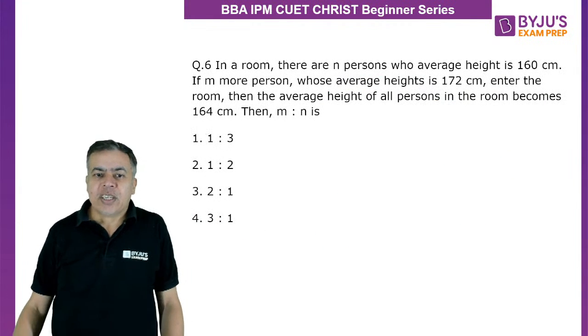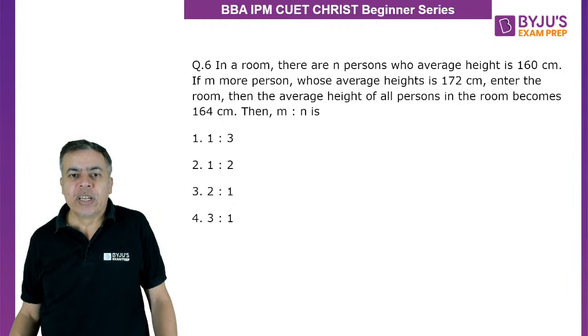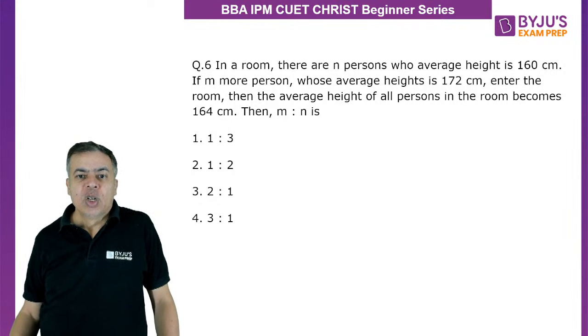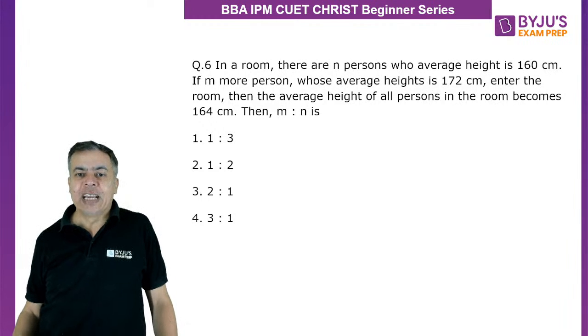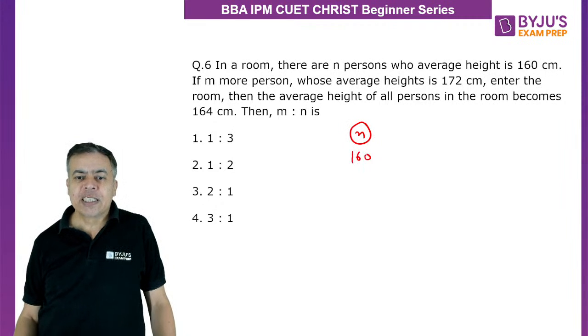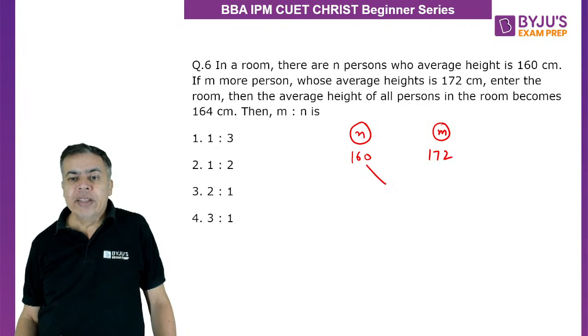And now this question is, I think, simple. In a room there are n persons whose average height is 160. If m more persons whose average height is 172 enter the room, then the average height of all the persons in the room becomes 164. This is a question on alligation. If you know alligation, it is a super easy question. N persons having an average of 160, m persons having an average of 172. When they are mixed, the average becomes 164.